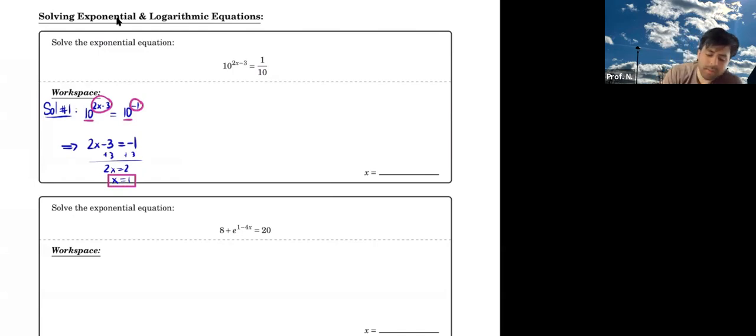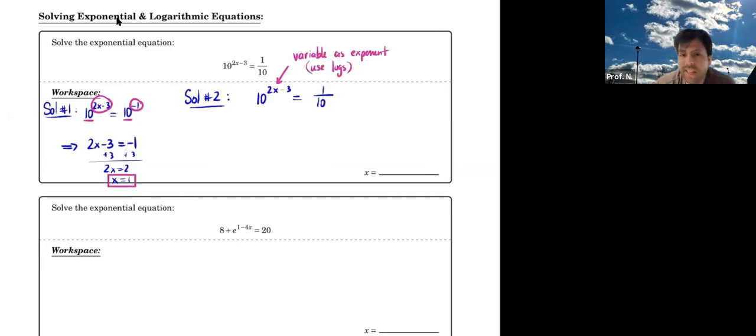Or let's say you didn't know that. Let's say you want to just utilize logs. Do you notice that we can utilize logs here? The reason why we utilize logs is because my variable is an exponent. So whenever you have your variable as an exponent, use logs. Now, this is the case where you can use any log of any base. I can choose any base, and it works.